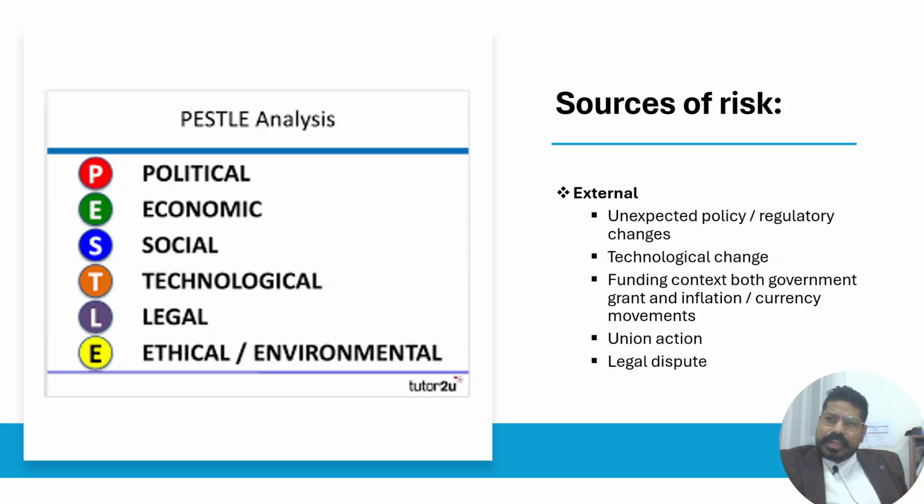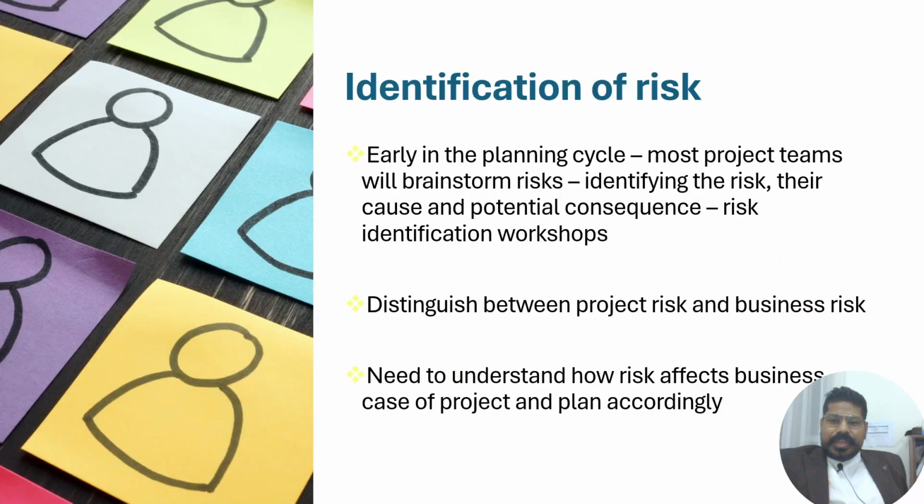The sources of risk: external, unexpected policy, regulatory changes, technological changes, funding context, both government grants and inflation, currency movements, union action, legal disputes. So these are the sources of risks. Identification of risk. Early in the planning cycle, most project teams will brainstorm risks, identifying the risk, their cause, potential consequences, risk identification workshops, distinguish between project risk and business risk, and need to understand how risk affects business case of project and plan accordingly.